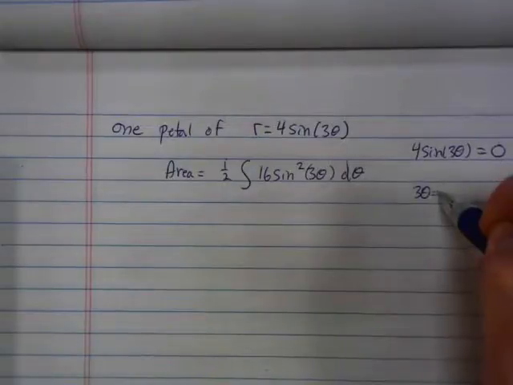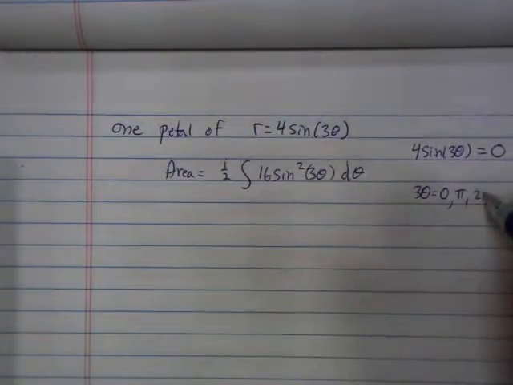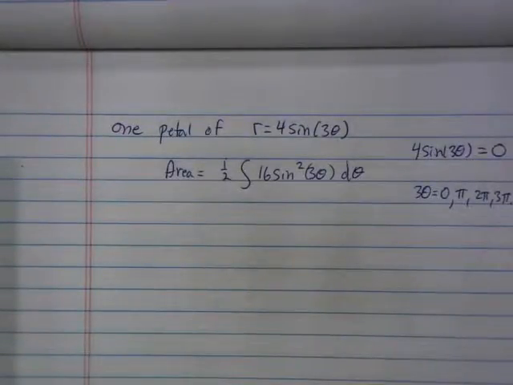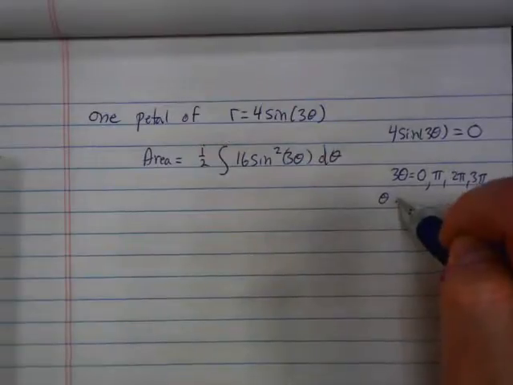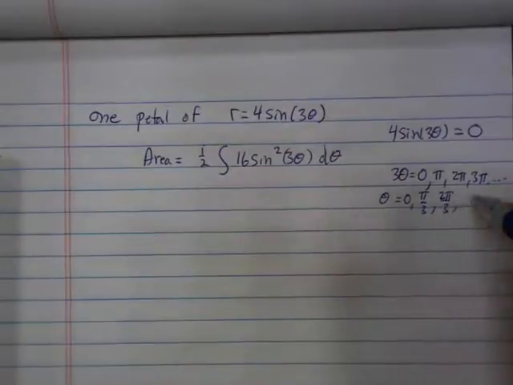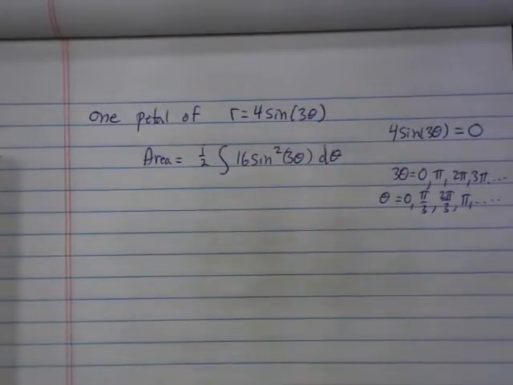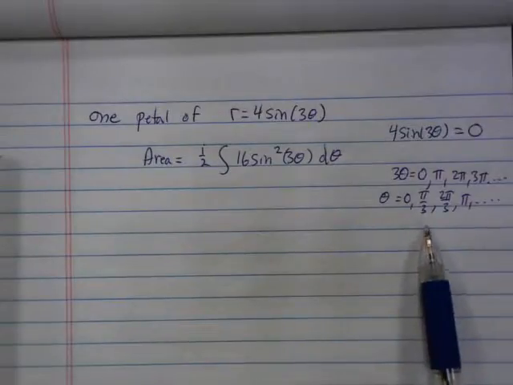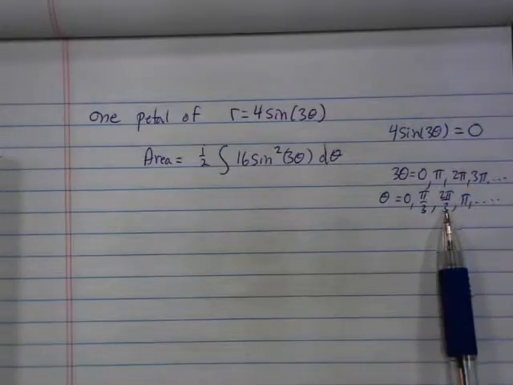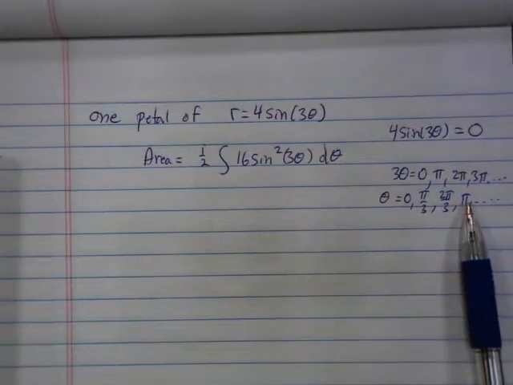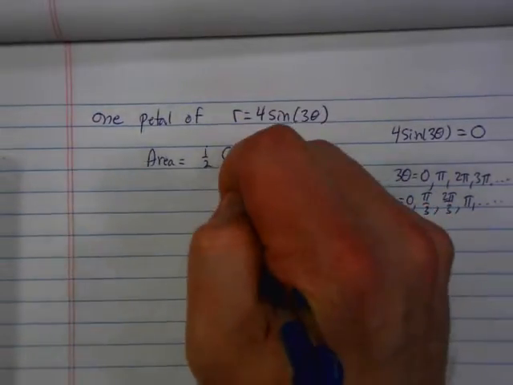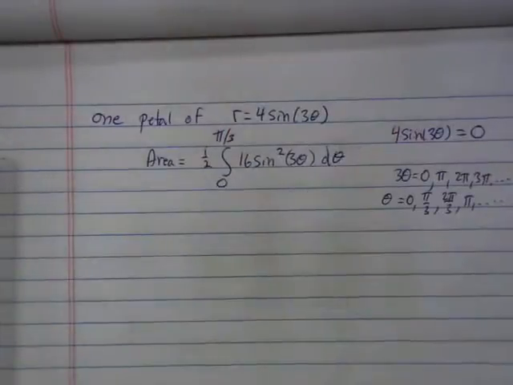3 theta could be 0, pi, 2 pi, 3 pi, etc. So if I divide by 3, that tells me theta should be 0, pi over 3, 2 pi over 3, pi, etc. So I think from 0 to pi over 3 is going to make one loop. From pi over 3 to 2 pi over 3 is going to make the second loop. And from 2 pi over 3 to pi is going to make the third loop. And then after that, it just keeps cycling around on itself over and over again. So I think I want to make my bounds go 0 to pi over 3.